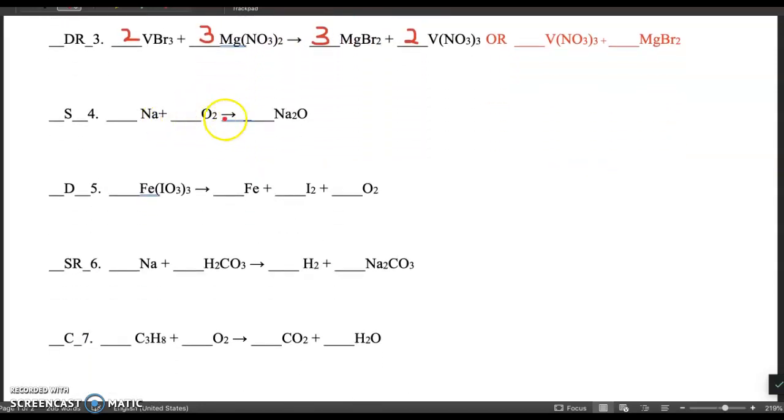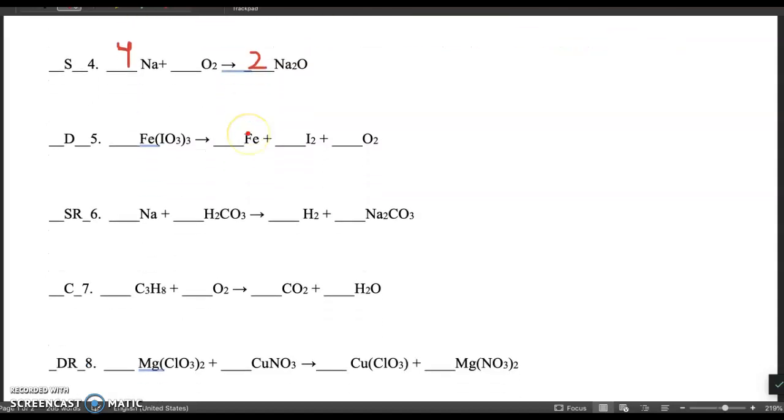Okay, here I got 2 O's, so I got to put a 2 here. It gives me 4 NAs. So this is going to be a really tall 4 Na.